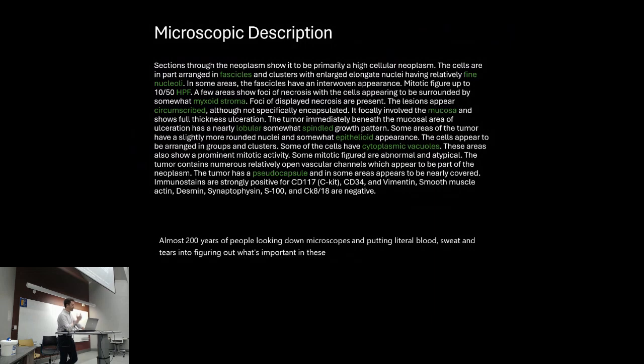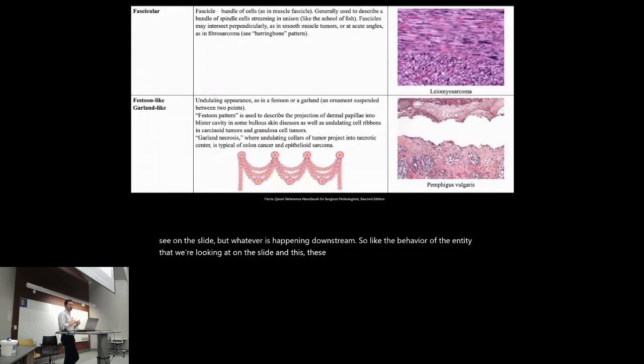Pathologists know that terms like myxoid stroma and mucosa and epithelioid have an implication for not only what they see on the slide, but whatever is happening downstream, like the behavior of the entity that we're looking at on the slide. And this jargon is how we learn pathology.